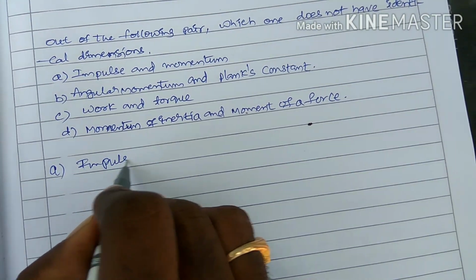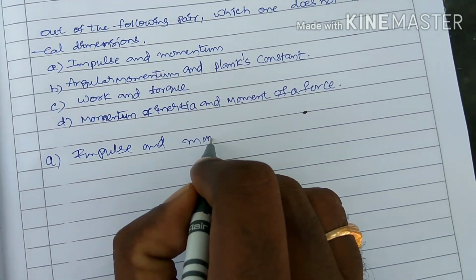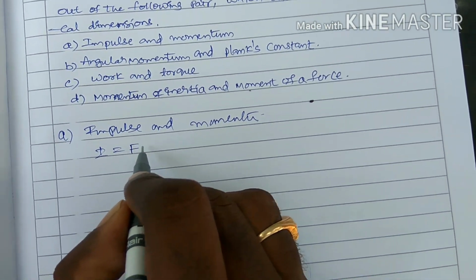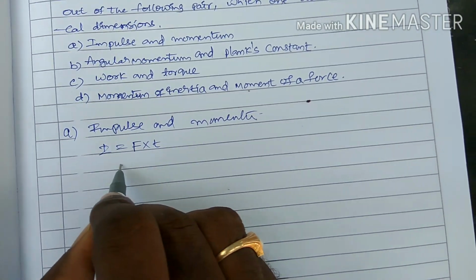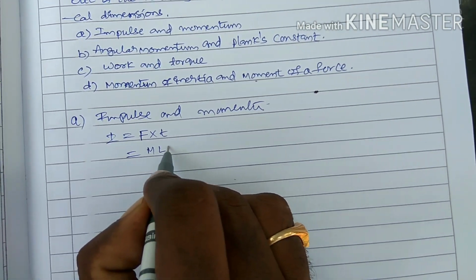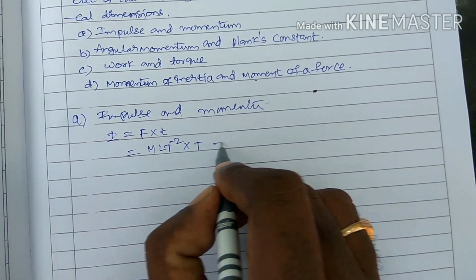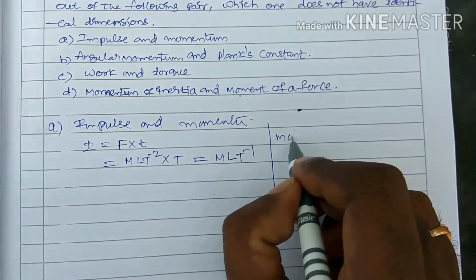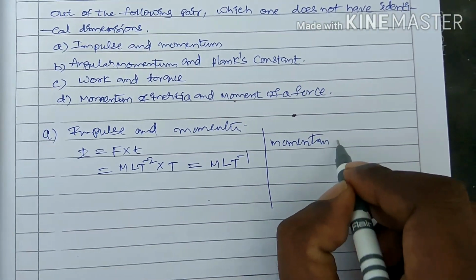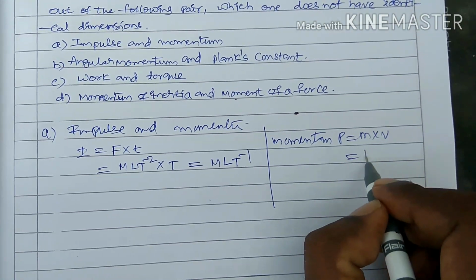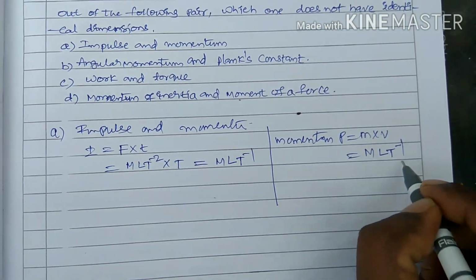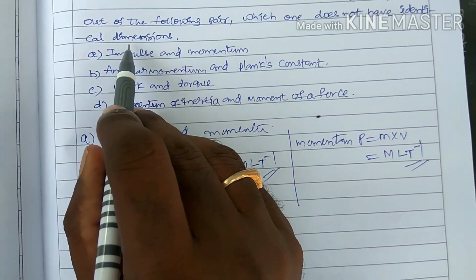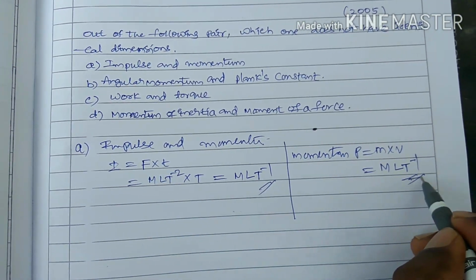Impulse I is equal to force into time, that is F into T, which is M L T^-2 into T, equal to M L T^-1. Similarly momentum P is equal to mass into velocity, that is M L T^-1. So these are identical. The question asks for the pair that does not have identical dimensions, so this is not the answer.